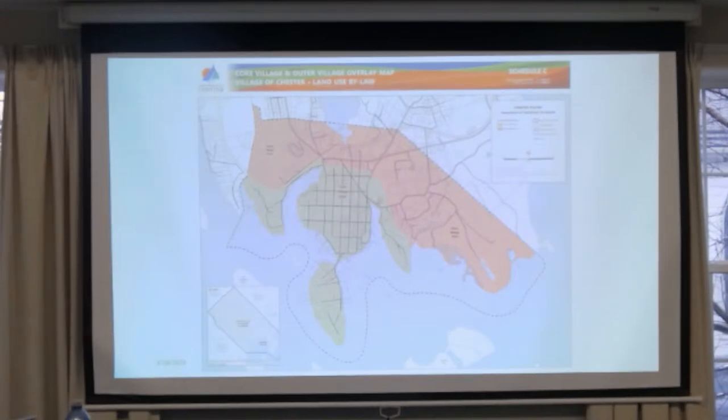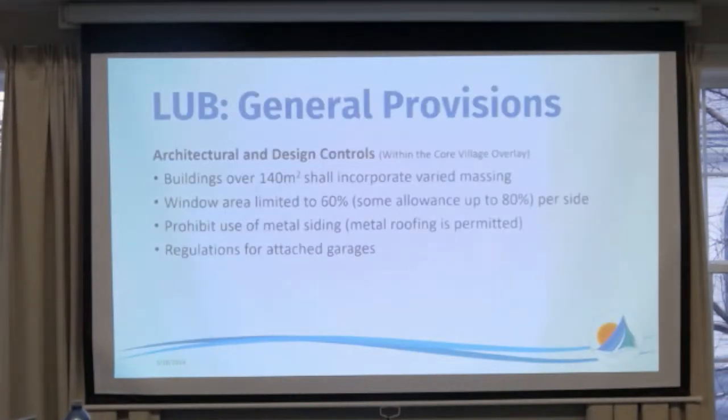When we're talking about those architectural controls, we are basically talking about all the properties within the green area. So properties that are outside of the green area, there are a very small number of architectural controls, but those roof pitch provisions do not apply. So I just want to be clear that when we're talking about architectural controls, we're talking about the area in green. And that's similar to the current inner architectural control area under the current plan. In addition to the height and the pitch, there are some more architectural provisions.